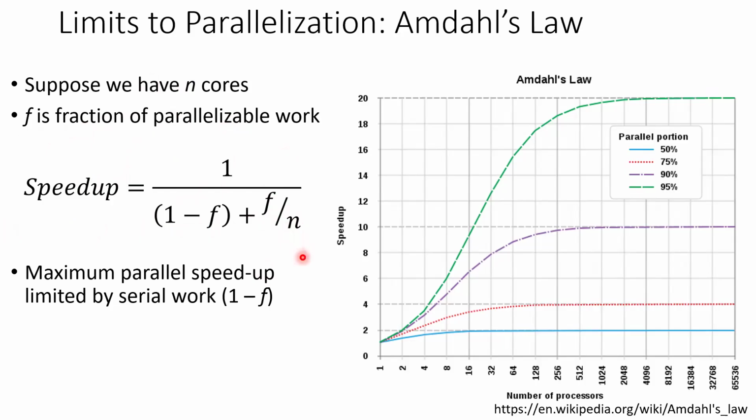So usually if we want to analyze whether this parallelization works, we can just set n to infinity. If we set n to infinity, then F over N is 0. So the maximum speedup we can get is actually 1 over (1 minus F).